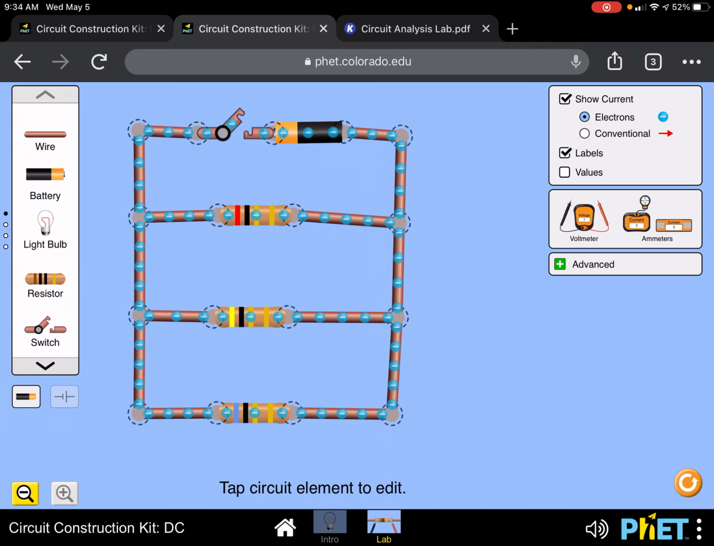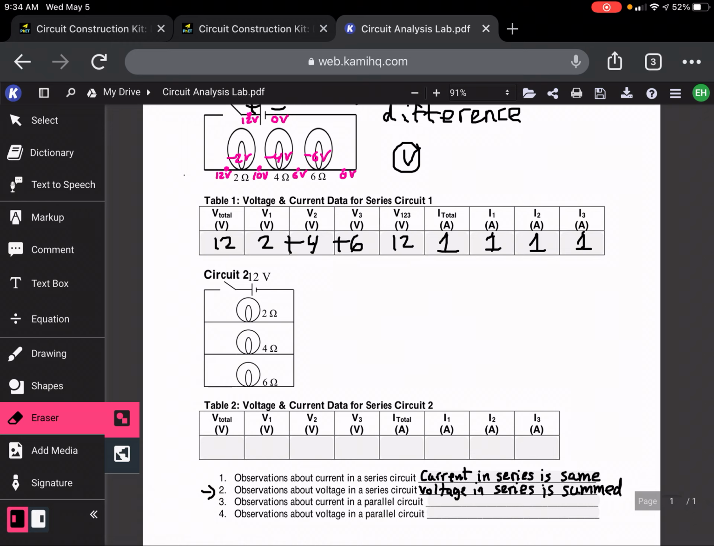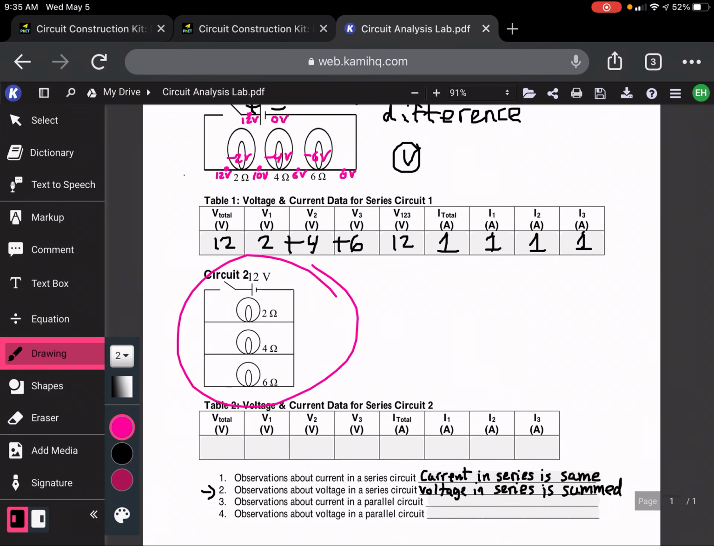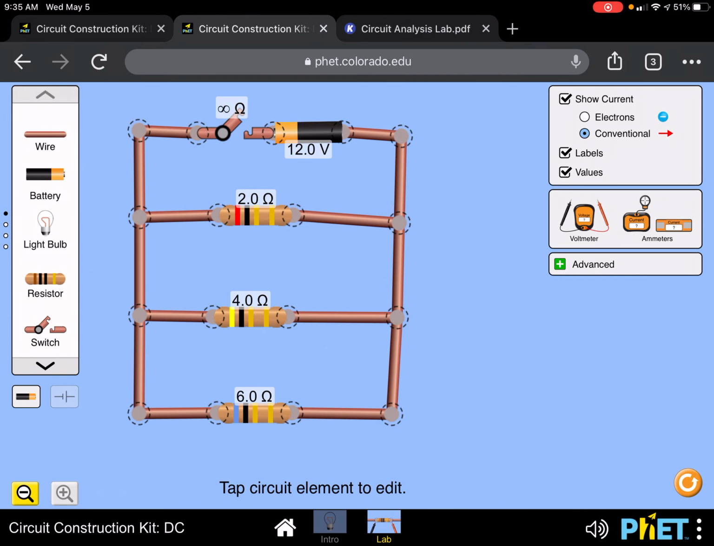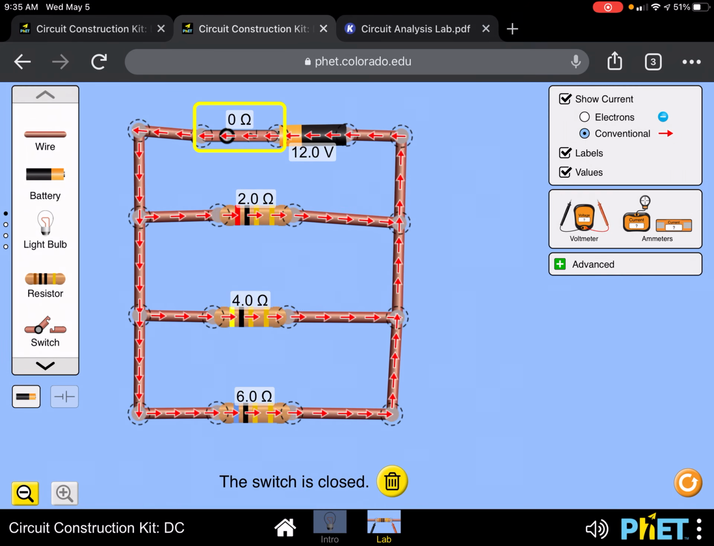Okay, and I'm going to conventional current, turn on the values. You can see those are the exact same values that we have in this circuit drawing right here. If I turn on the current, you should see something remarkably different. The total current coming from the battery is going really fast. Why is that? Because when we have resistors in parallel, you're dividing the total resistance, not adding it. So if the total resistance went down, that means the total current coming from the battery went way up, and you can see how fast it's going.